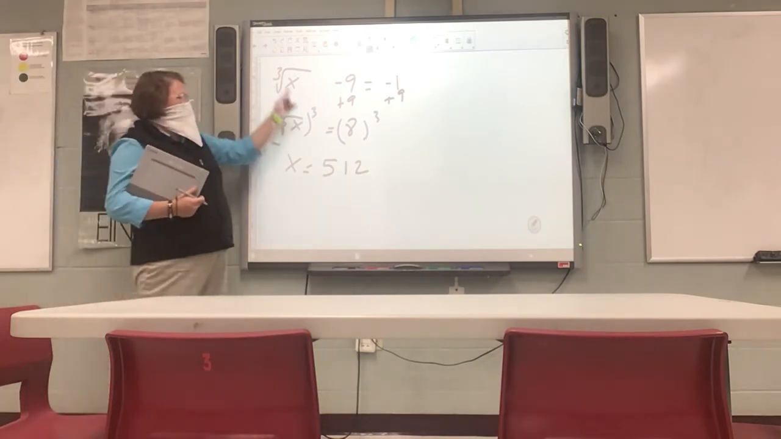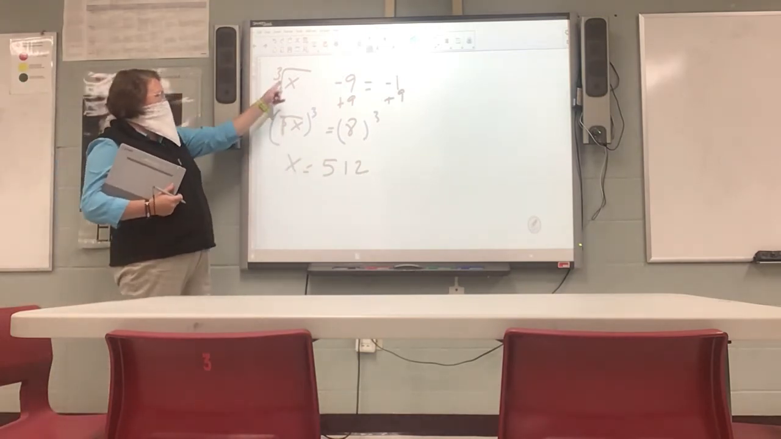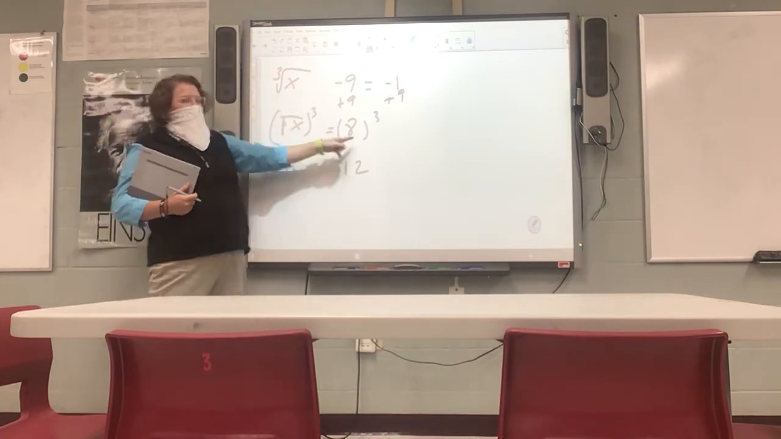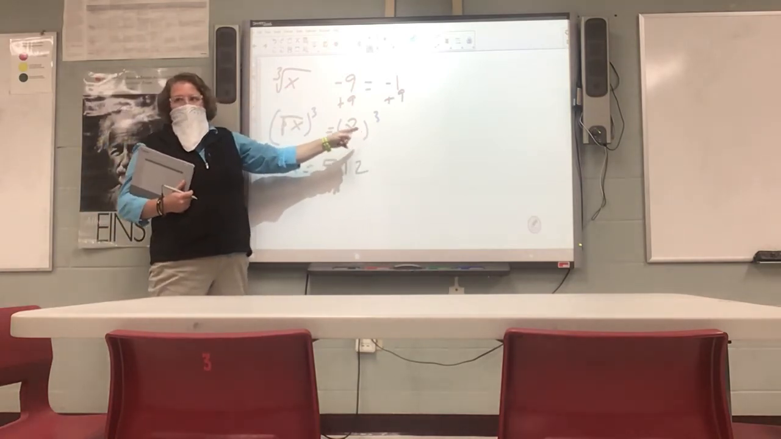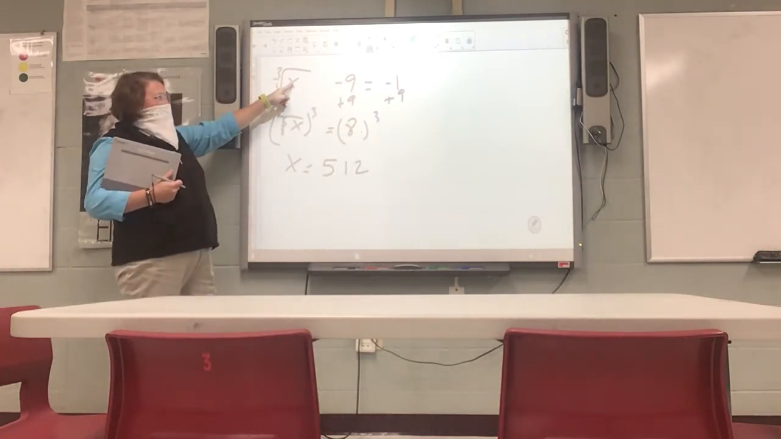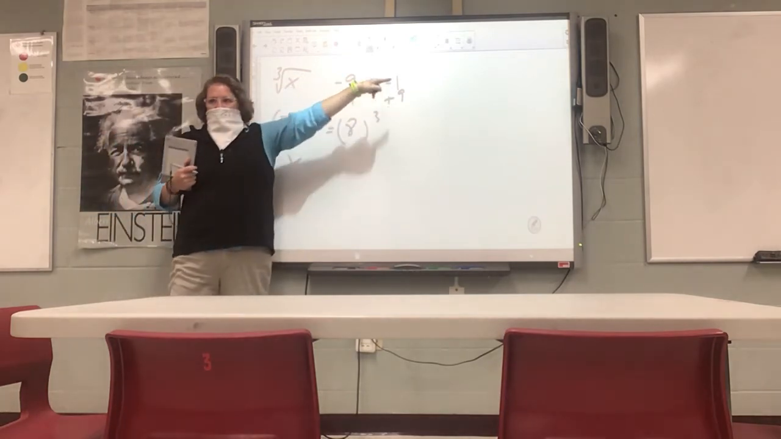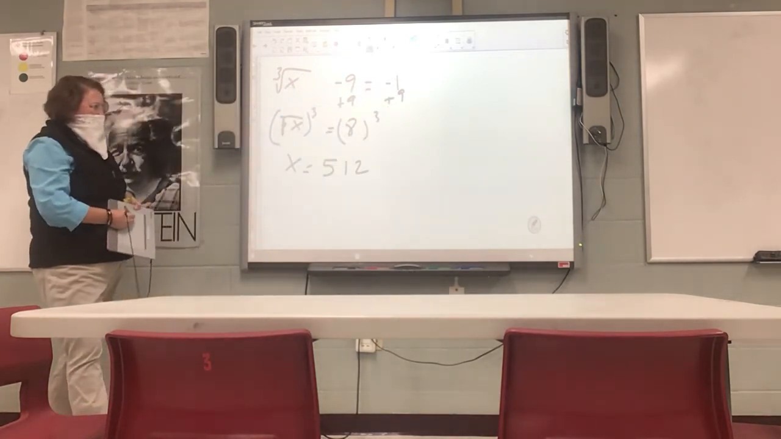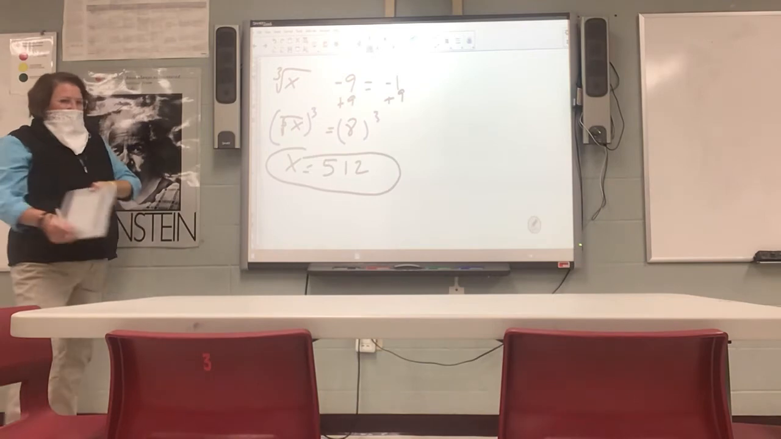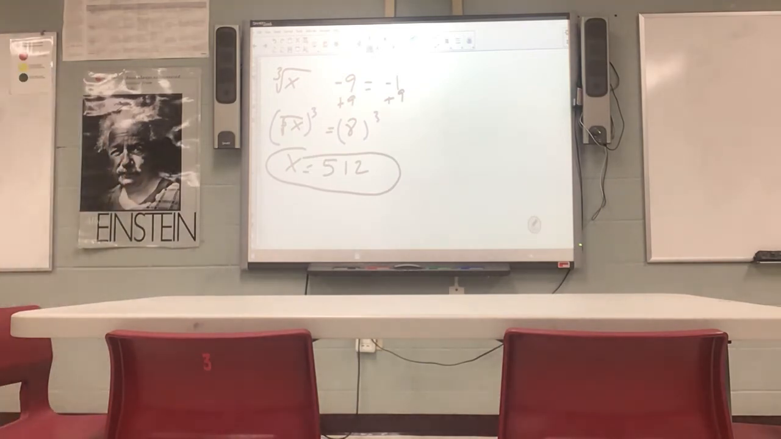Now let's check it real quick. This is going to be easy to check because for the cube root of 512, we just figured out what 8 cubed was, right? So the cube root of 512 will be 8. 8 minus 9 is that -1. Winner, winner, chicken dinner. And I promise we'll see some that don't work in a little bit. That's why we've got to keep checking them.